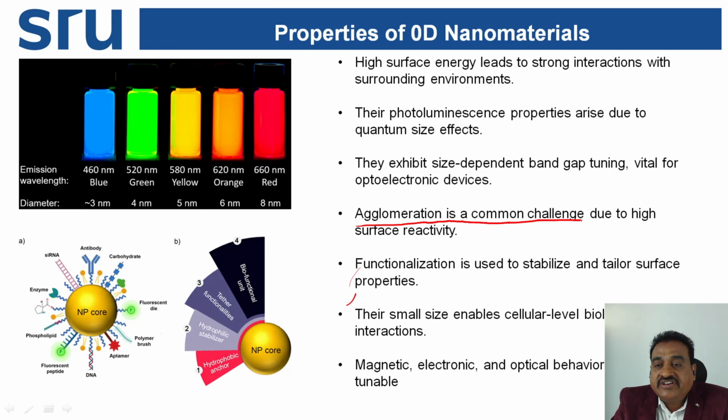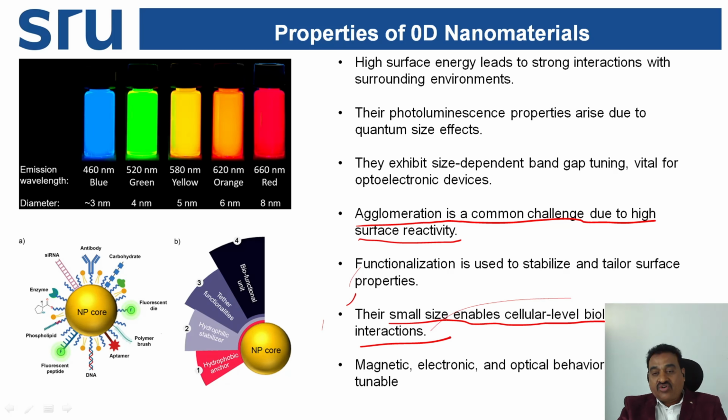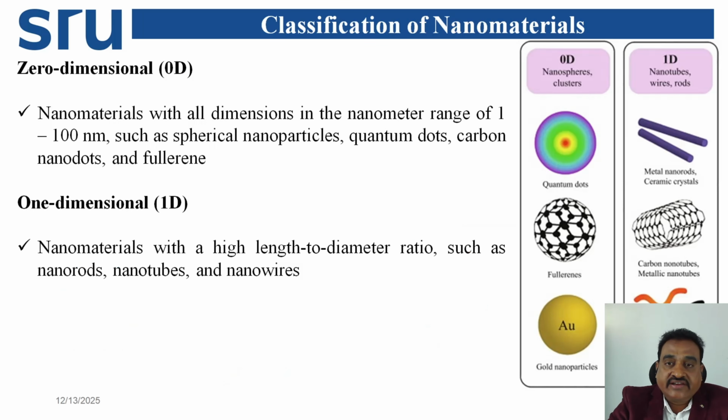Agglomeration is a common challenge due to high surface reactivity. Functionalization is used to stabilize and tailor the surface properties. Small size enables cellular level biological interactions. These nanoparticles give magnetic, electronic, and optical behaviors that are size tunable.